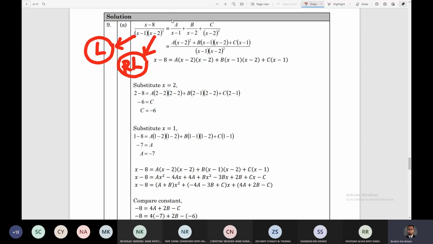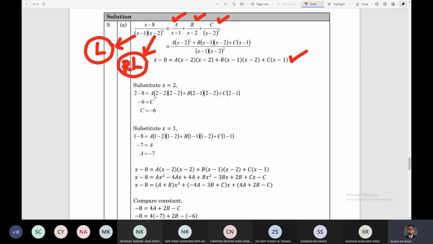So you write down a over linear, a over x minus 1, and then b over x minus 2 plus c over (x minus 2) squared. Okay, ada tiga benda kat sini. And then write down the identity, x minus 8. Okay, this one check answer.